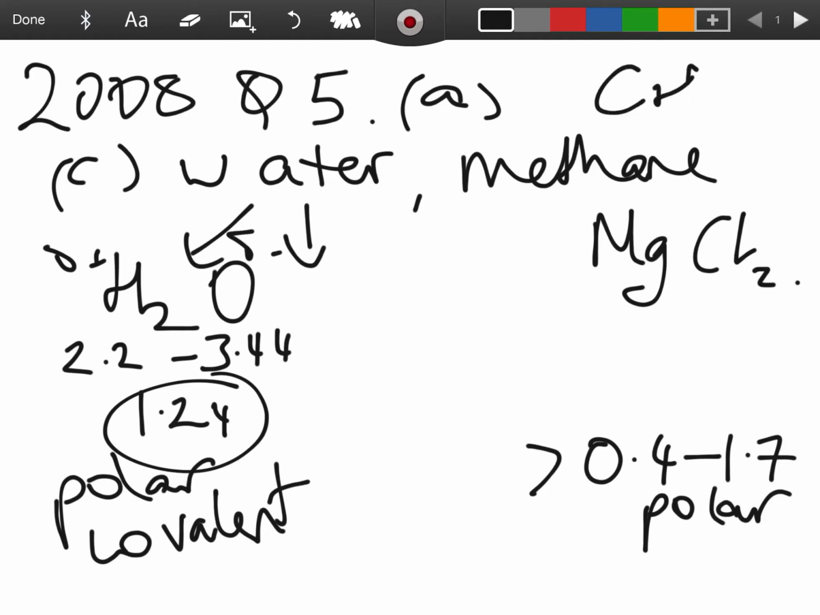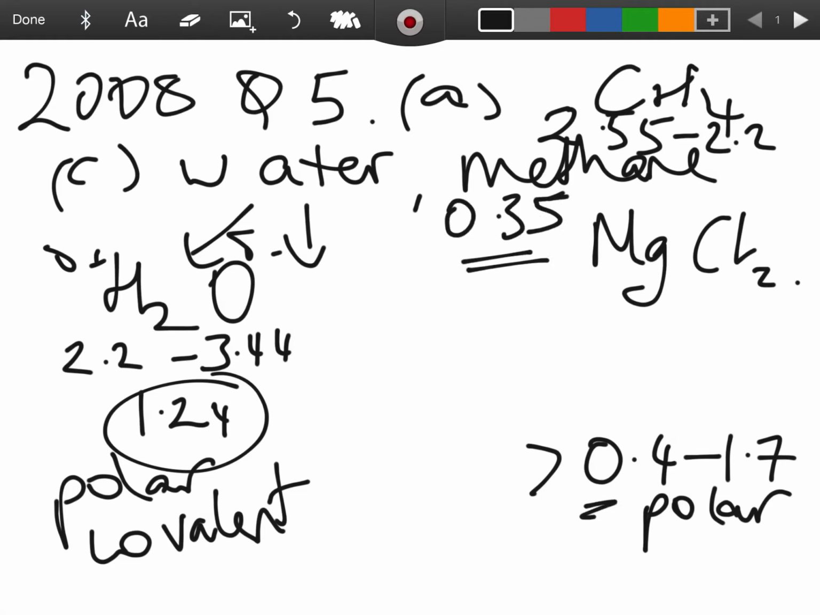There are regions of positive and regions of negative separated by some distance there in the water. Methane is CH4. When we look up carbon's electronegativity value, it comes out at 2.55, minus 2.2 for the hydrogen. So you're getting 0.35 there. Now that's less than 0.4. So negligible polarity, we'll take it that it's not polar. Pure covalent, we're going to say. No regions of positive and negative there.